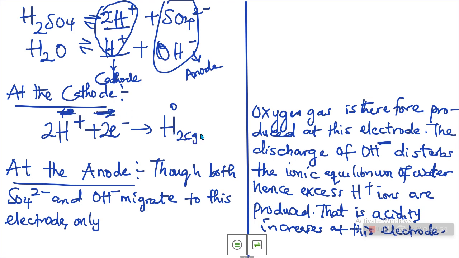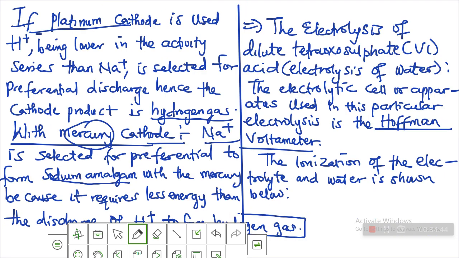So this is gas. Now at the anode, both SO4 2 minus and OH minus migrate to this electrode. So what is going to happen? OH minus is lower than SO4 2 minus. Don't forget. So let's quickly check.